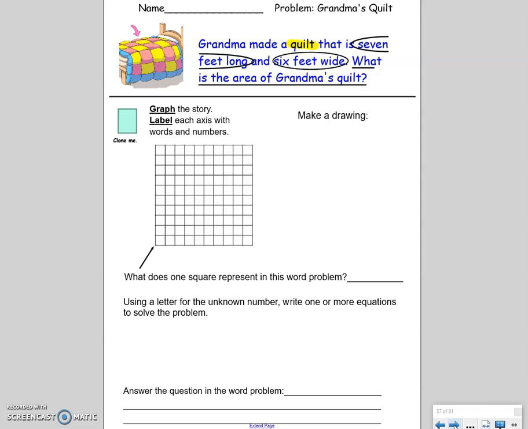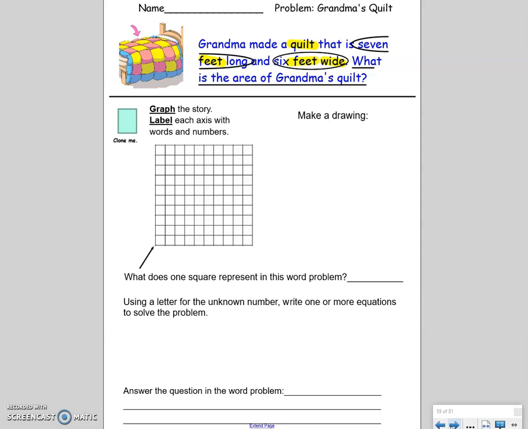Let's look for some other keywords. I also noticed it says feet long. Of course, feet is a length, and long means the same as length. Area is length times width. So the fact that this is telling me it's 7 feet long, ooh, that's giving me a clue. This is an area problem. Do you see any other keywords that help us know this is an area problem? I agree. Feet wide also helps us know this is an area problem because, of course, area is length times width.